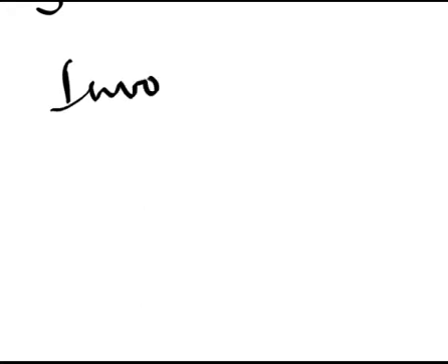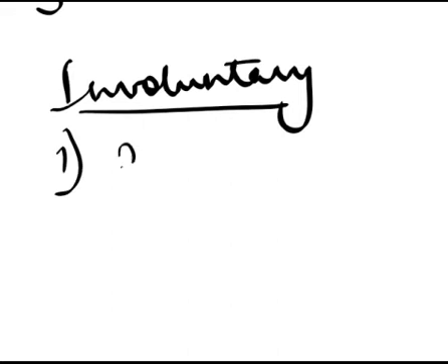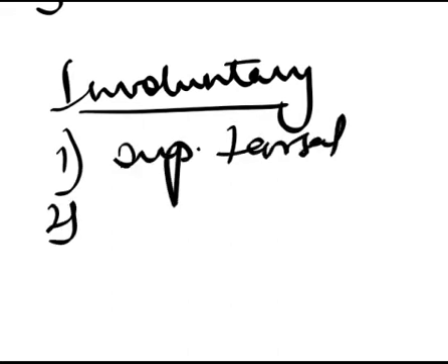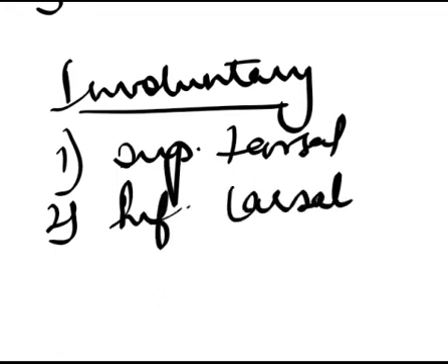The involuntary muscles include, first one, superior tarsal muscle, second one, inferior tarsal muscle, third one is the orbitalis muscle.